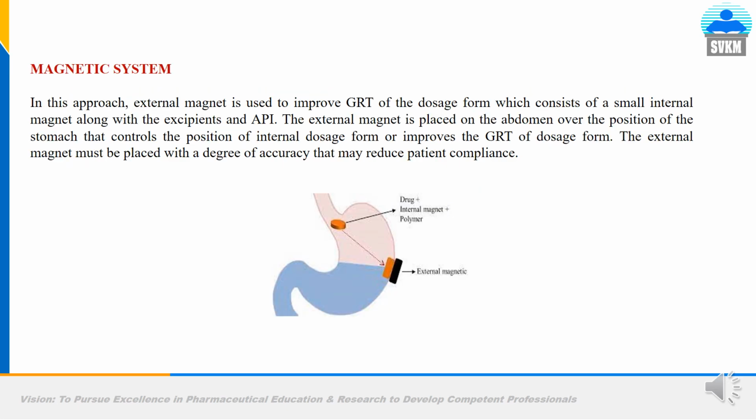Next system is the magnetic system. Here approach is magnetic attraction. When we are preparing formulation, we will have API excipient. Along with that, we will use small internal magnets. And then we will apply external magnet and place it over the abdomen and hold it in the position where we want to position that dosage form. And because of that magnetic attraction, it will improve the gastric residence time. But problem here is that exact position to hold that magnet with that accuracy, that will create patient incompliance.